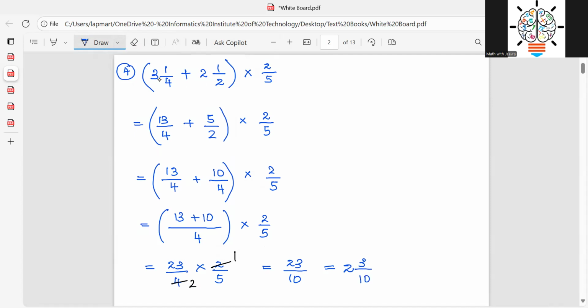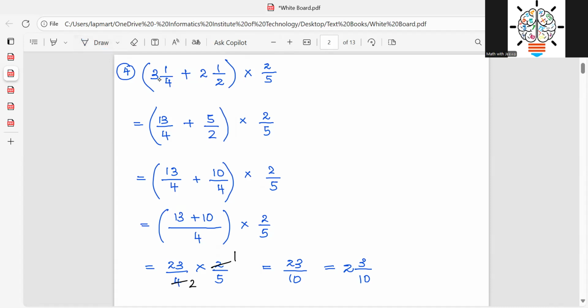So I'll double check whether I have done it correctly. 13 over 4, 5 over 2. So then the common denominator 4, 10, 13 plus 10, 23. Yeah, so then you multiply 2 times 2, 4, 2 times 5, 10. Yeah, so this is the answer. So then the question number 4 I have done. You can see how I did them step by step.